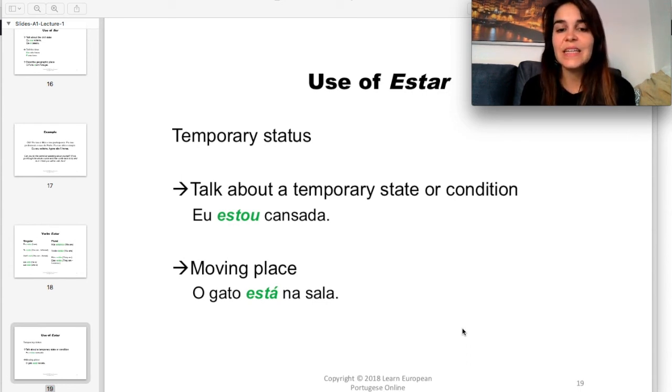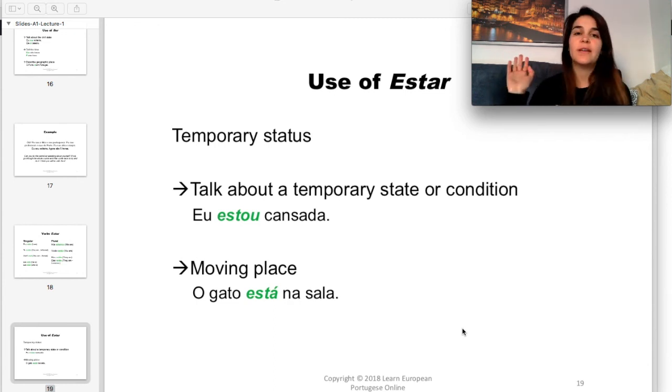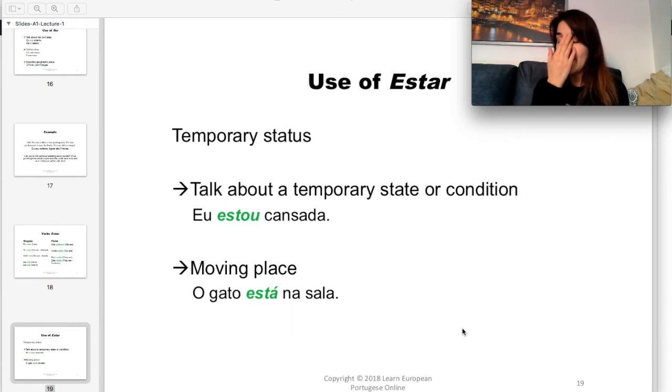And we also use the verb estar to speak about a moving place. I mean, for example, my cat is here right now. So o gato está na sala, but she could go somewhere else later. So that means that she can easily move, and that means we have to use the temporary verb, the estar in this case. So o gato está na sala, for example.